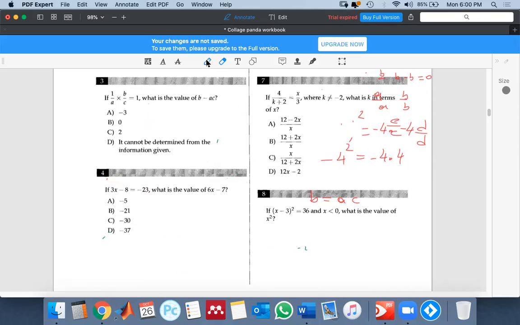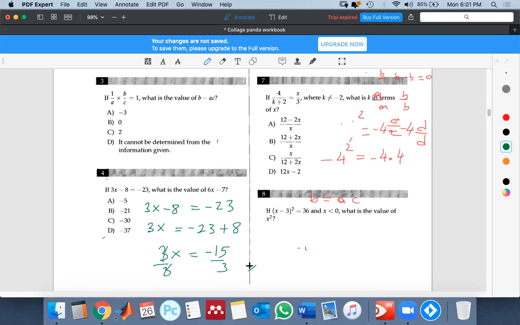Now, 3x minus 8 is given as negative 23, right? What is x? How can you find it? Is it true? Yes. Check it. Now put negative 5 instead of x. So 6 times negative 5 is negative 30, minus 7. So what is that? Negative 37. Okay, I understand. Thank you.